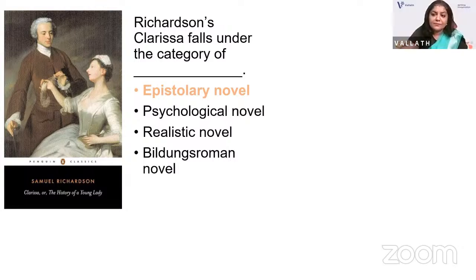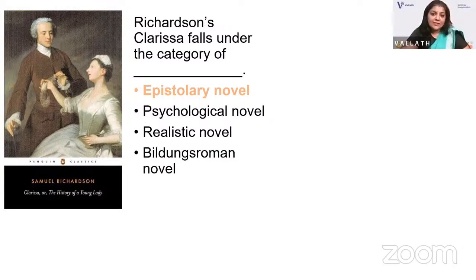Talk about it, Ankita. Firstly, the full titles are very important. So Clarissa, or the History of a Young Lady, is an epistolary novel by English writer Samuel Richardson. It was published in 1748. This novel tells the tragic story of a young woman, Clarissa Harlowe, whose quest for virtue is continually thwarted by her family. Virtue and chastity are very important elements of 18th century fiction. Like we also see in Pamela, where she is constantly trying to protect her chastity from her master Squire B. That's also an epistolary novel by Richardson.